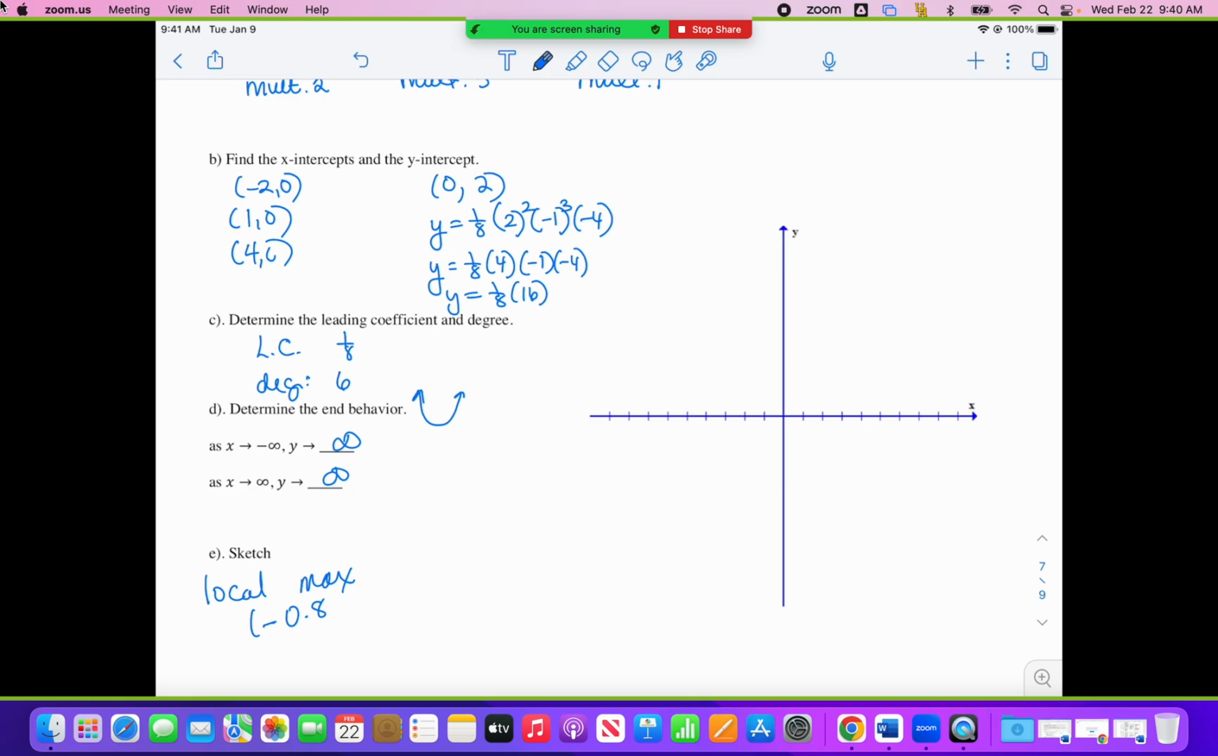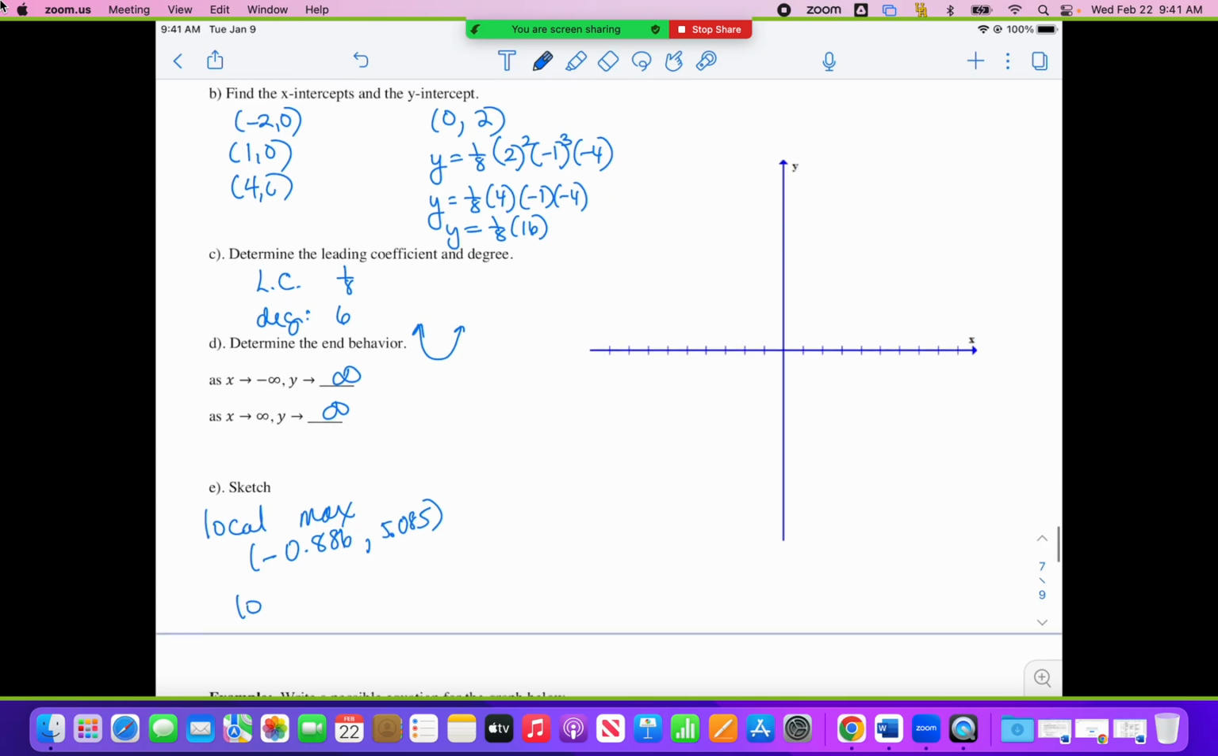Anybody help me? What was the local max? Negative 0.8. And what came after the 8? It's comma 5.085, but I now can't read my handwriting. Would you get, Mia? Is it negative 0.886? Yeah, negative 0.886. Okay, good. All right, couldn't read my writing. Local min at 3.386, negative 30.243.